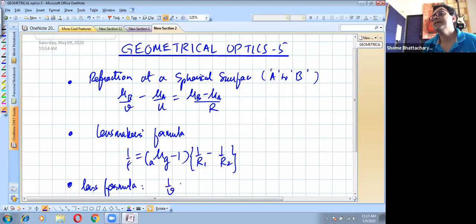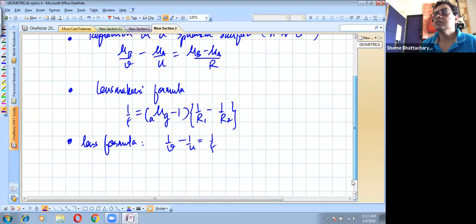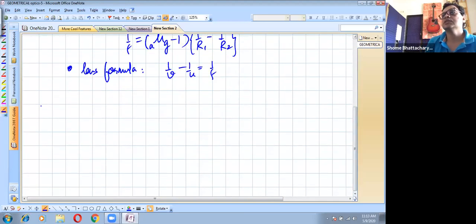One by V minus one by U is equal to one upon focal length. Then all of these formulae, of course, are applied with the Cartesian sign convention and all that. So let's start with an example with the application of this. So we have this equation now in today's first problem.